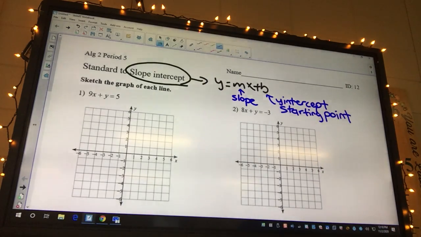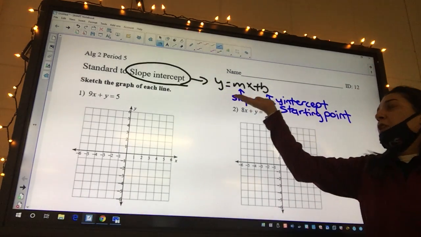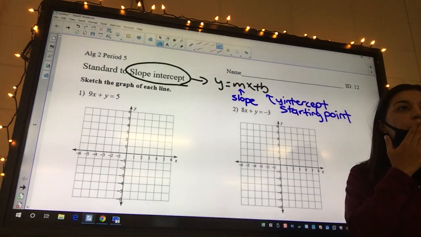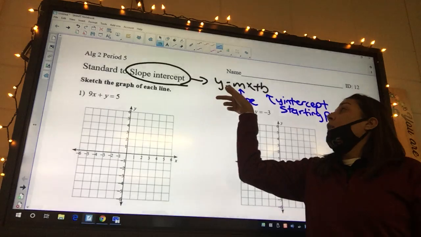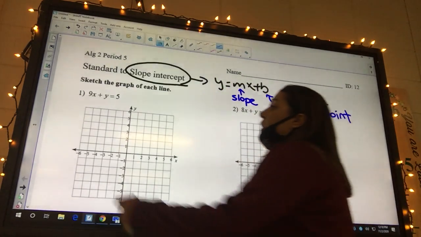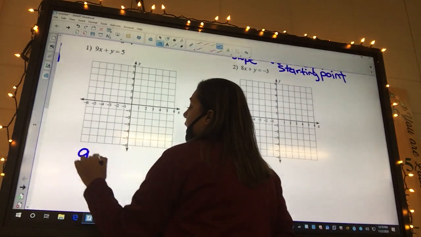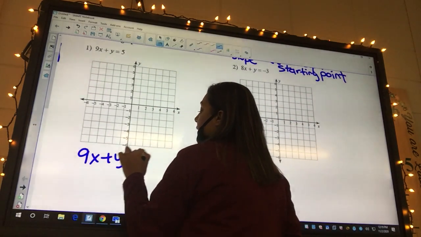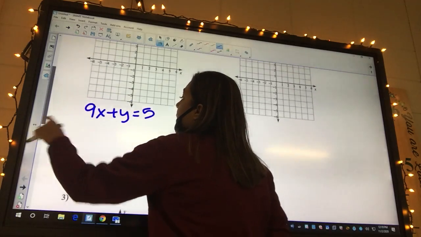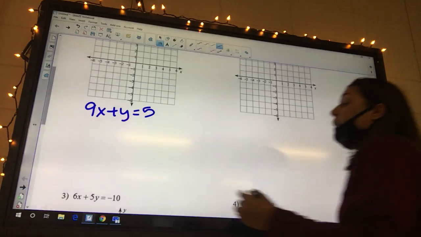I made a pretty solid sheet. Okay, so if we were to look at this with a given problem, in order for it to be in slope-intercept form, what needs to be all by itself? The y. Okay, that means we need to get y all by itself. So if we're doing these ones, I always write it a little bit below, and then, so I got 9x plus y equals 5. How do I get y all by itself? Subtract 9x from both sides.